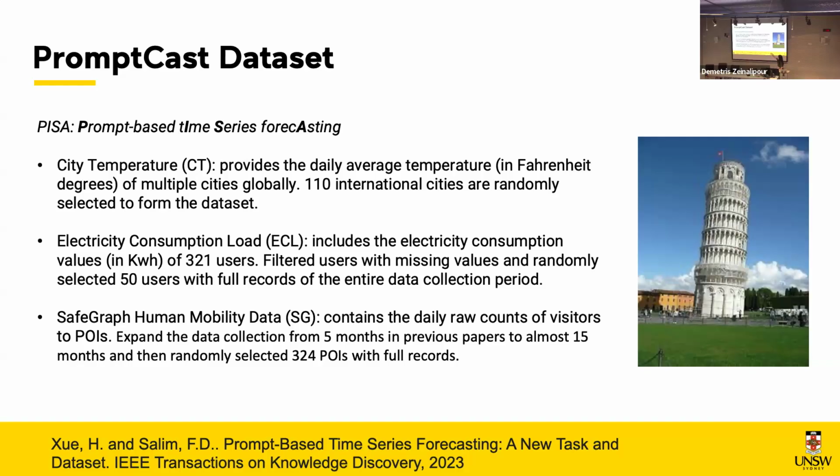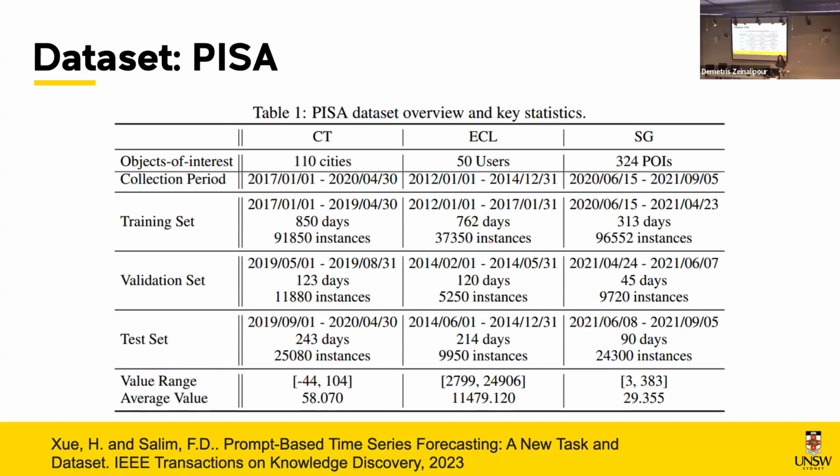So now the SafeGraph one is quite valuable because these days you cannot obtain this data anymore. You have to pay a lot. And even if you pay, they will not give you the daily row count. These days they will give you only weekly. We got a daily row count every hour on these POIs. And they allow us to publish this data because we publish them as a prompt rather than the raw data. So, nice. So yeah, data from temperature of 100 cities, electricity consumption of 50 users, or SafeGraph check-in of 324 POIs.